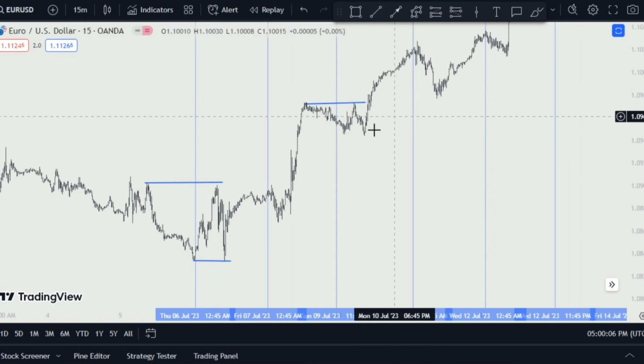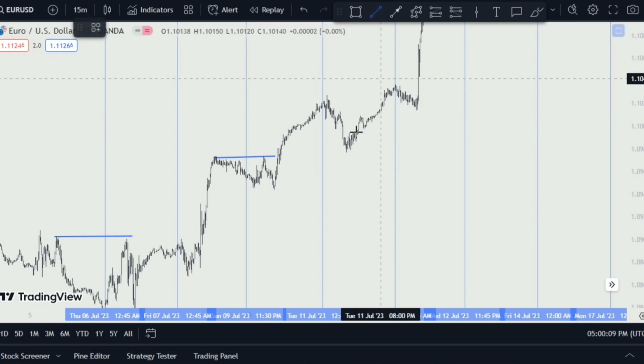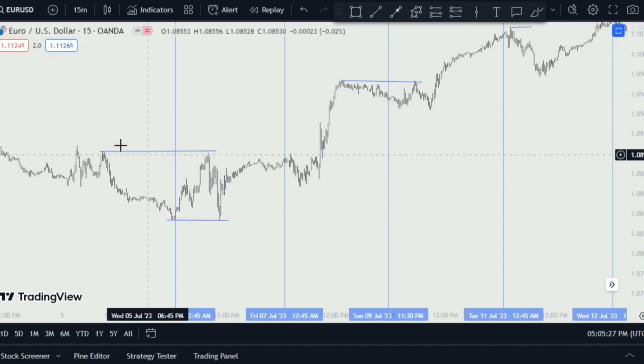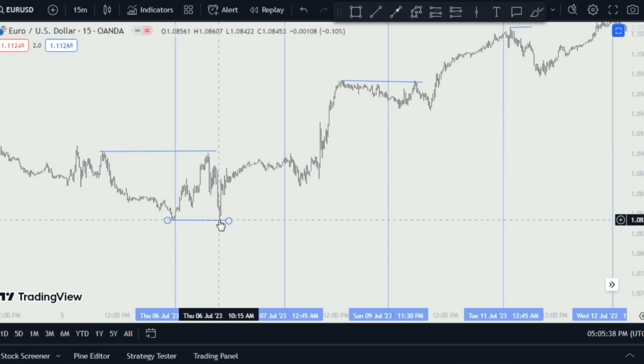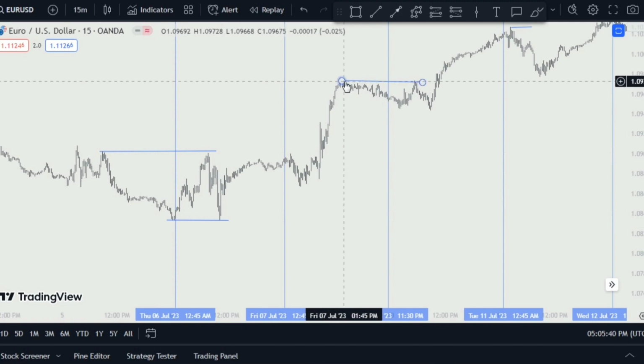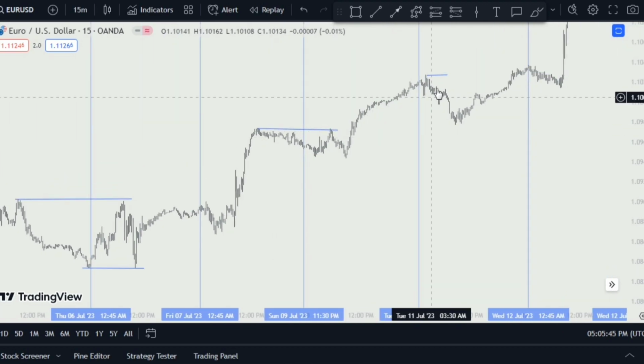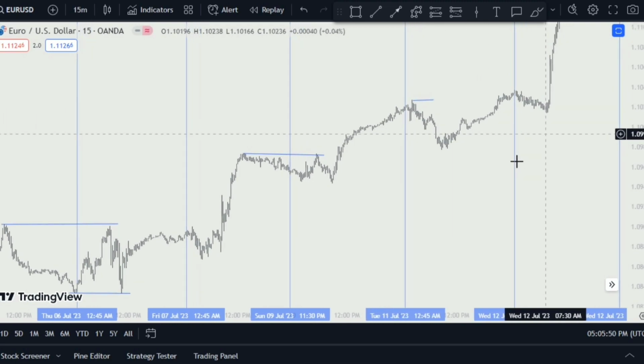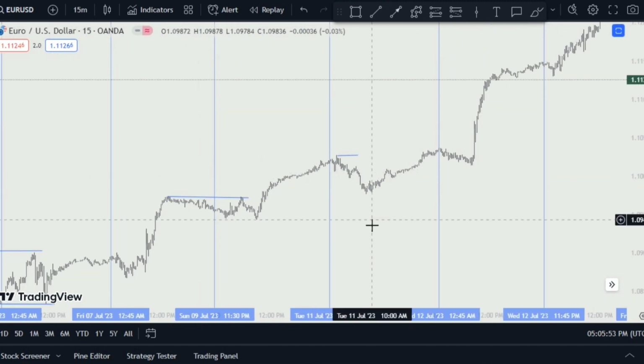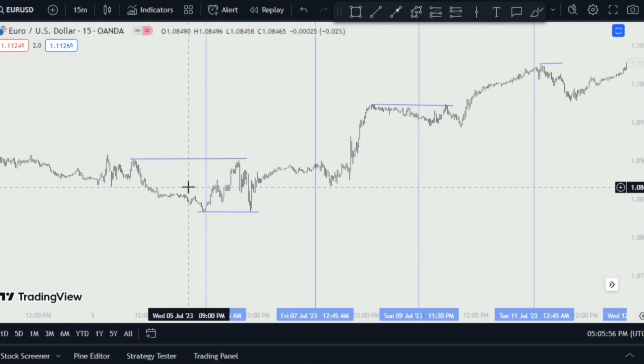So I will draw these lines one by one. Okay, so I have drawn these lines. Here you can see it didn't sweep the high of the previous day. Here it didn't sweep the low of the previous day. Then the next day, this high was swept by this high. And here you can see this high was swept by this high. So you have to draw these horizontal lines to mark the sweep of the previous day highs and lows.